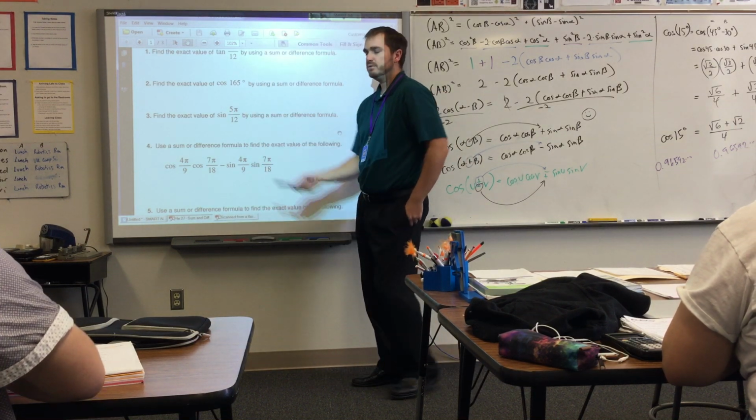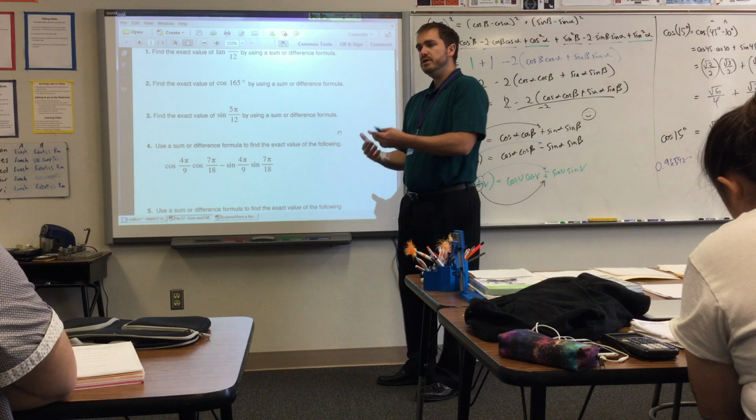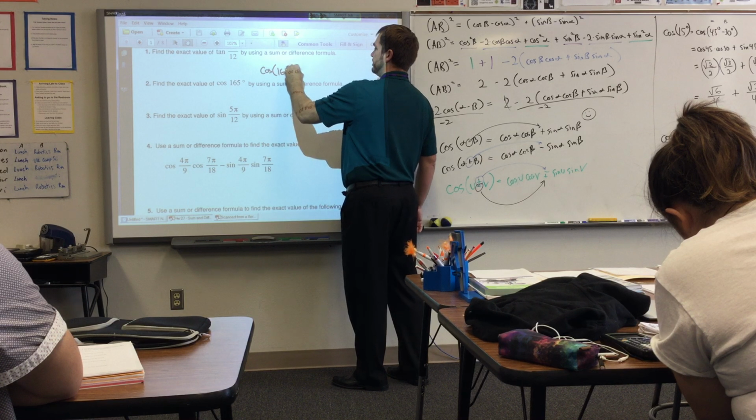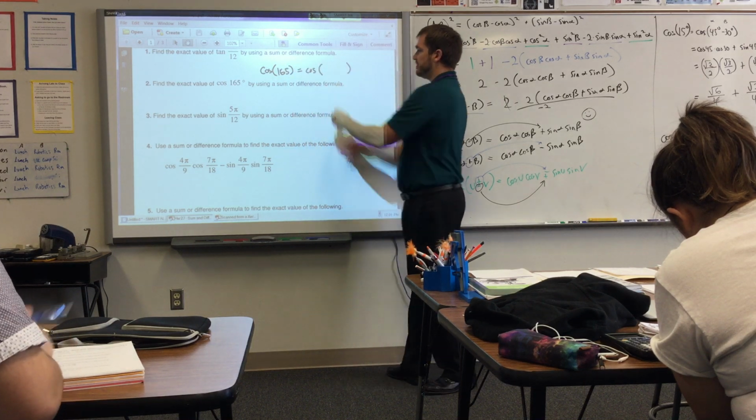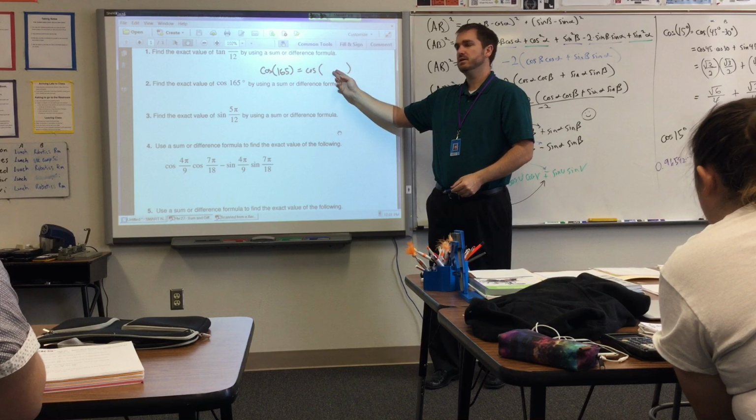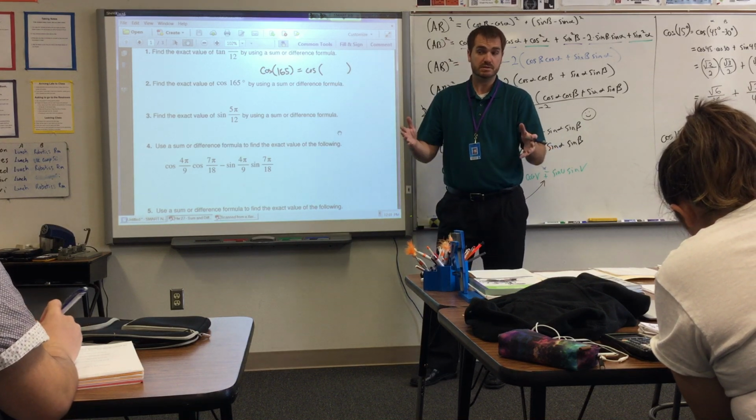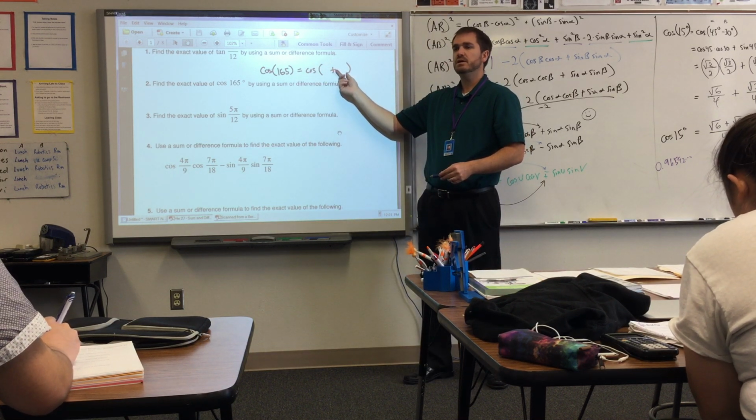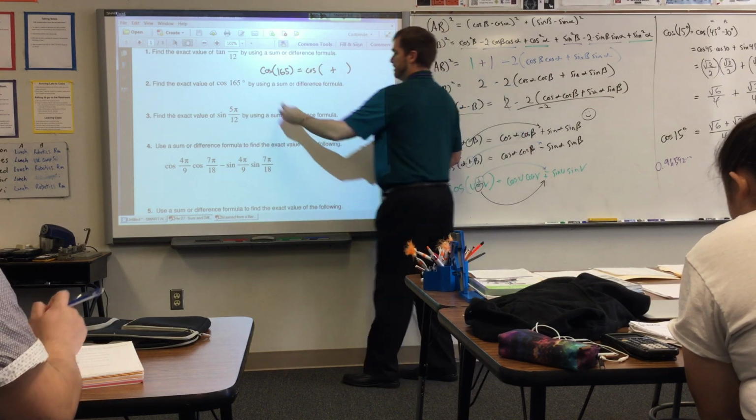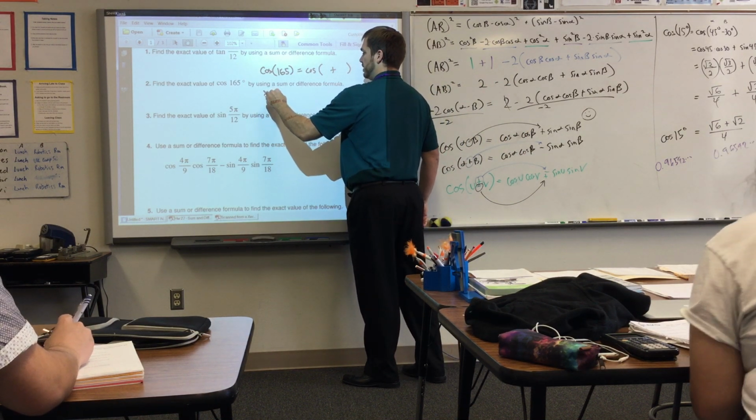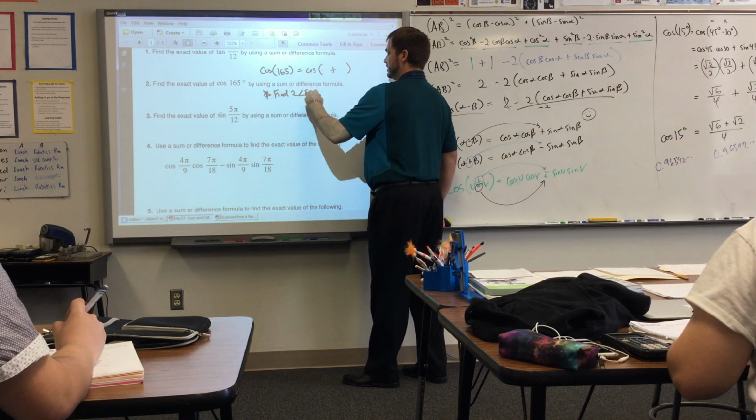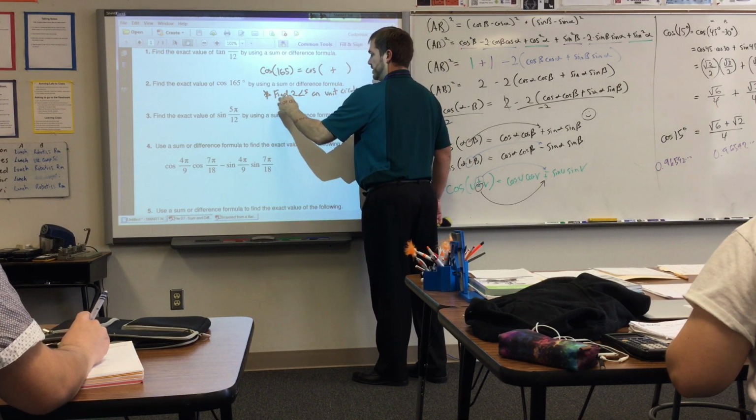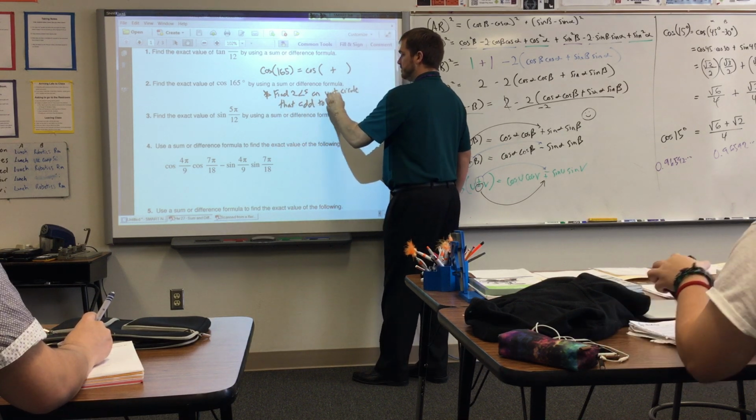Find the exact value of cosine 165. All right? What we want to do is rewrite cosine of 165 as the cosine of something plus or minus something else. Okay? I'm going to tell you use plus because it's a little bit easier, I think. And I want these two angles to be on the unit circle. So find two angles on the unit circle that add to equal 165.